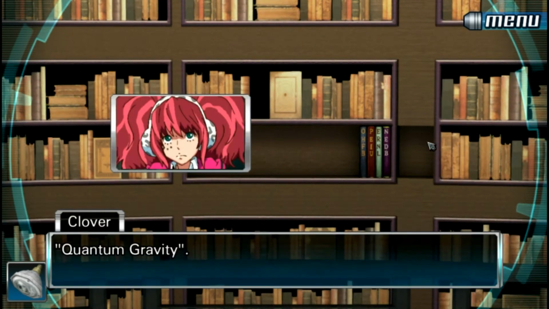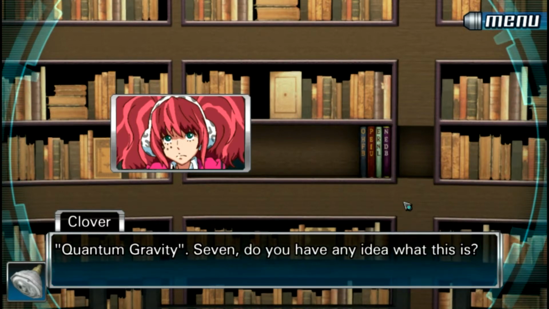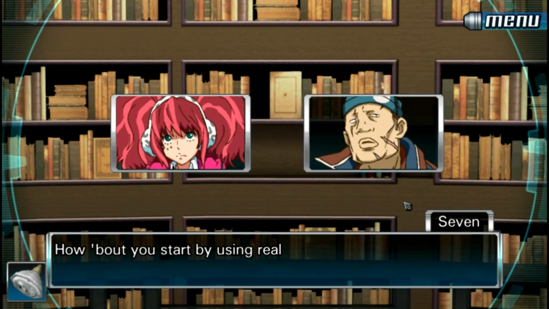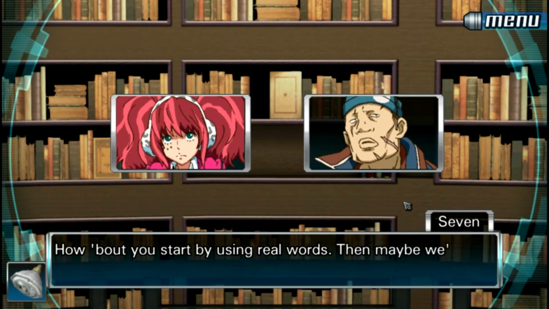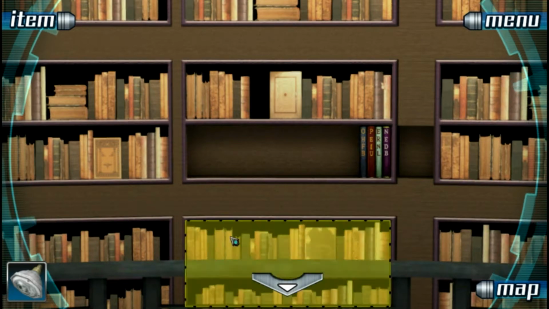What about over here? Quantum Gravity. Seven, do you have any idea what this is? How about you start by using real words? Then maybe we'll get somewhere. Not even you know.